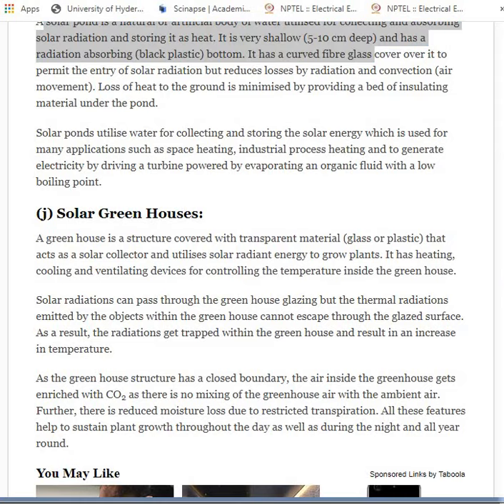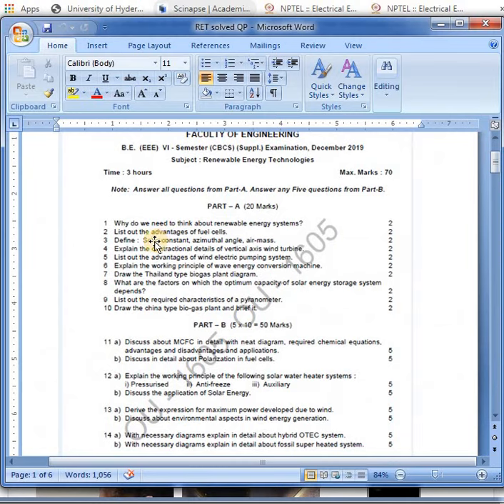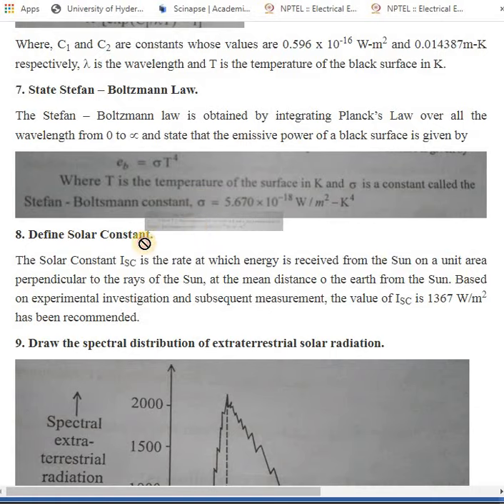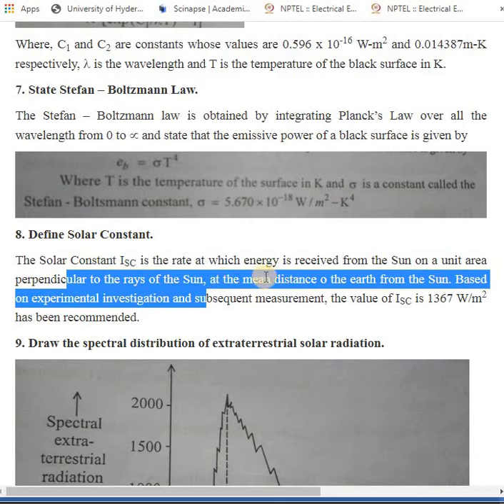Now let us discuss what questions are being asked from this second unit. Solar constant, solar azimuthal angle, and air mass are being asked. First of all, solar constant. The solar constant, denoted as ISC, is the rate at which energy is received from the sun on a unit surface area perpendicular to the sun's rays, at the mean distance of the earth from the sun. Based on experimental investigation, the measured value is 1368.